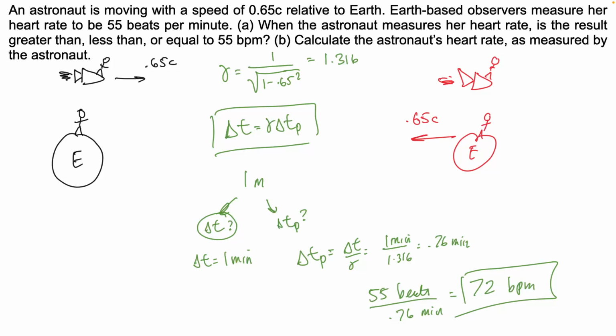We answered part A by doing part B first. I always prefer to do that with relativity problems, because I can conceptually convince myself of either way, but the math usually helps me out. So she measures 72.